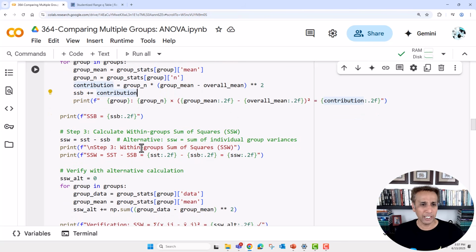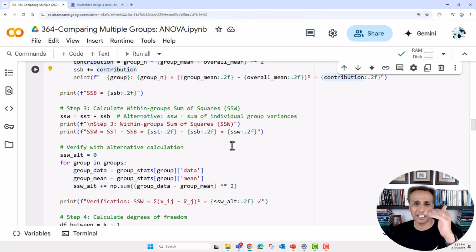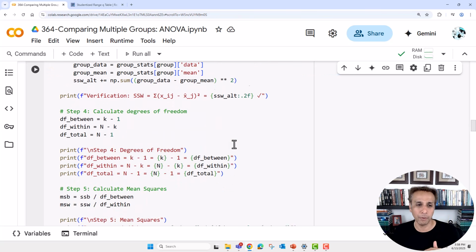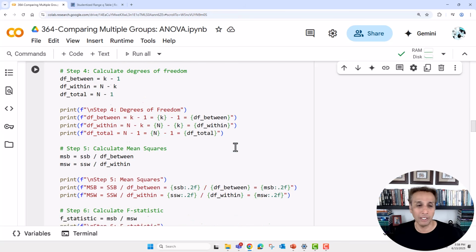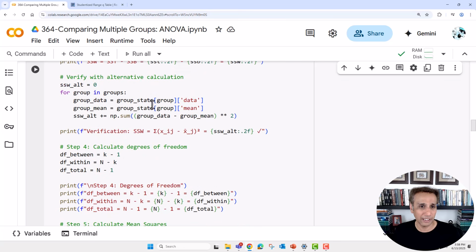Okay, step 3, calculate the within-group sum of squares, SSW. I followed exactly the same structure that I showed you in PowerPoint, except here I'm using Python libraries. That's the only difference, yeah? Not even Python libraries. I'm calculating in some cases by hand, like numpy.sum.